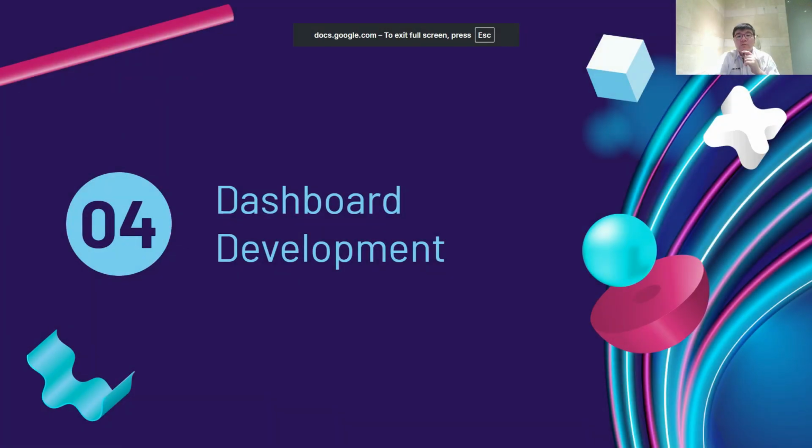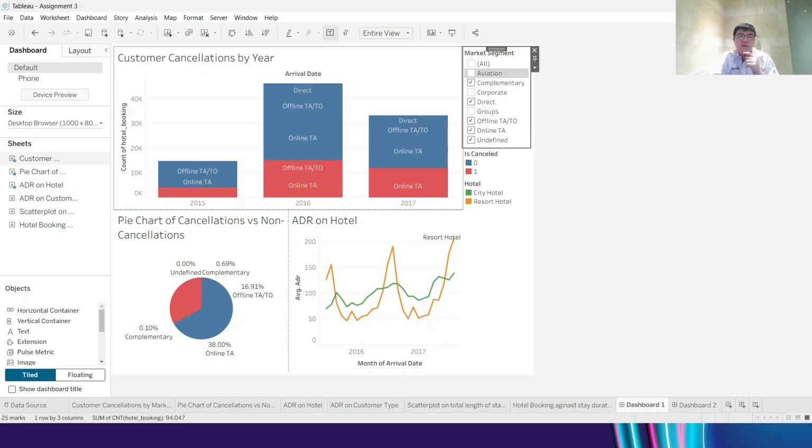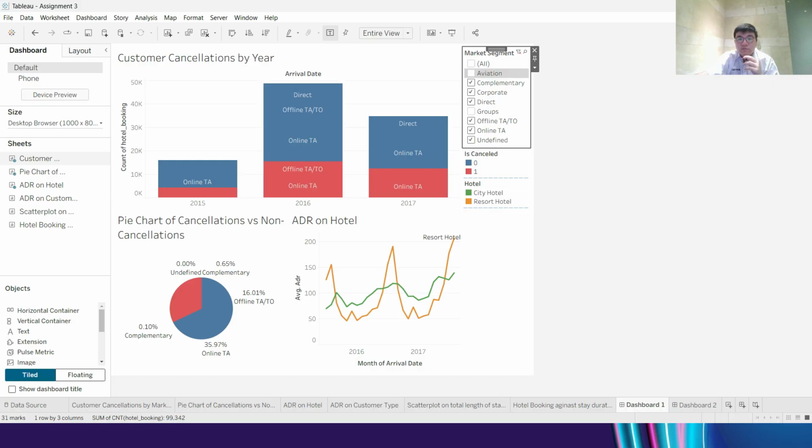Next, I'll be moving on to the dashboard development in Tableau. For the first dashboard I've created, I've put both the graphs for question 1 and half of the graphs for question 2 for a better viewing model. On the top right, there's the market segment filtering for the first 2 graphs, where I can add and remove certain market segments and it will update in real time based on the filter that I've applied.